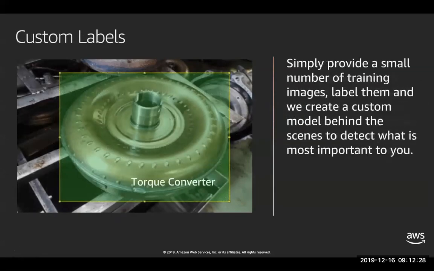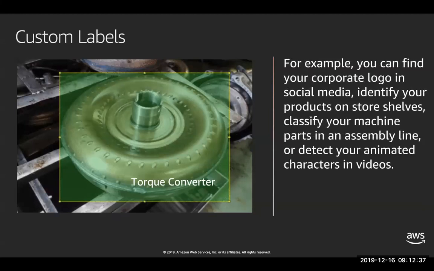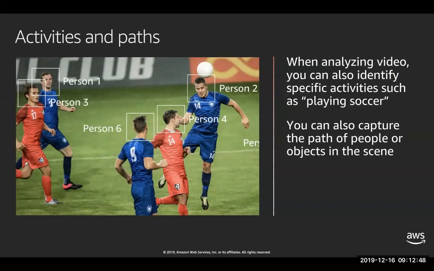There's a little bit more on custom labels. Some people provide a small number of training images, label them, and the fine-tuned model will be created behind the scenes specific to your domain. There is nobody else that will see this newly revised model. This is 100% owned by you. It gets saved in S3, something specific, and can be locked down to your own stuff.